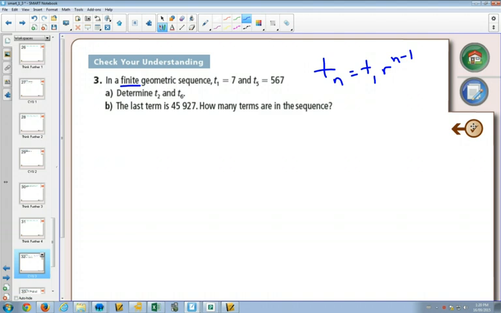Well, I'm also given term 5. If you're just given term 1, it could be anything, because there are so many geometric sequences with different r values. But since we're given term 5 as well, what we can do is say, if I put in 5 for n, I know what term 1 is. Term 1 is 7. I don't know what r is, but I do know that n would be 5. And term 5 is equal to 567.